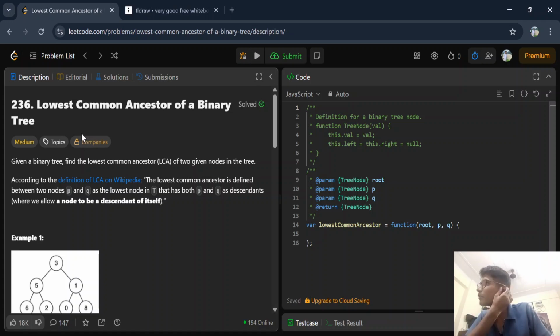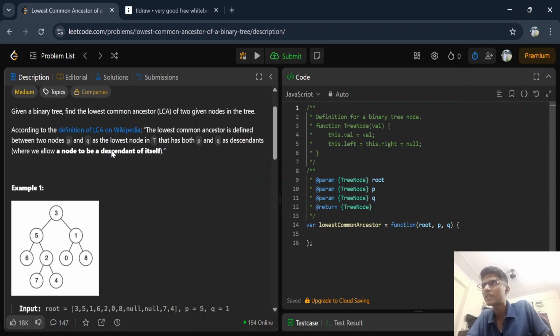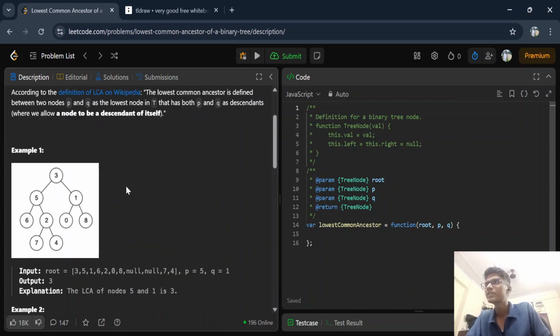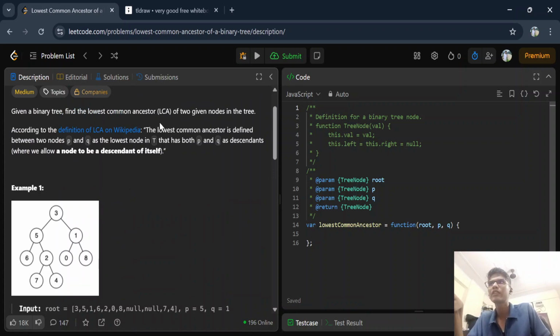Lowest common ancestor of a binary tree. Again, it is a medium level question, and it has been asked in a lot of companies. Given a binary tree, find the lowest common ancestor. If you read the definition of lowest common ancestor on Wikipedia, it is like this. Here P and Q are given to us. We have to return the lowest common ancestor of P and Q.